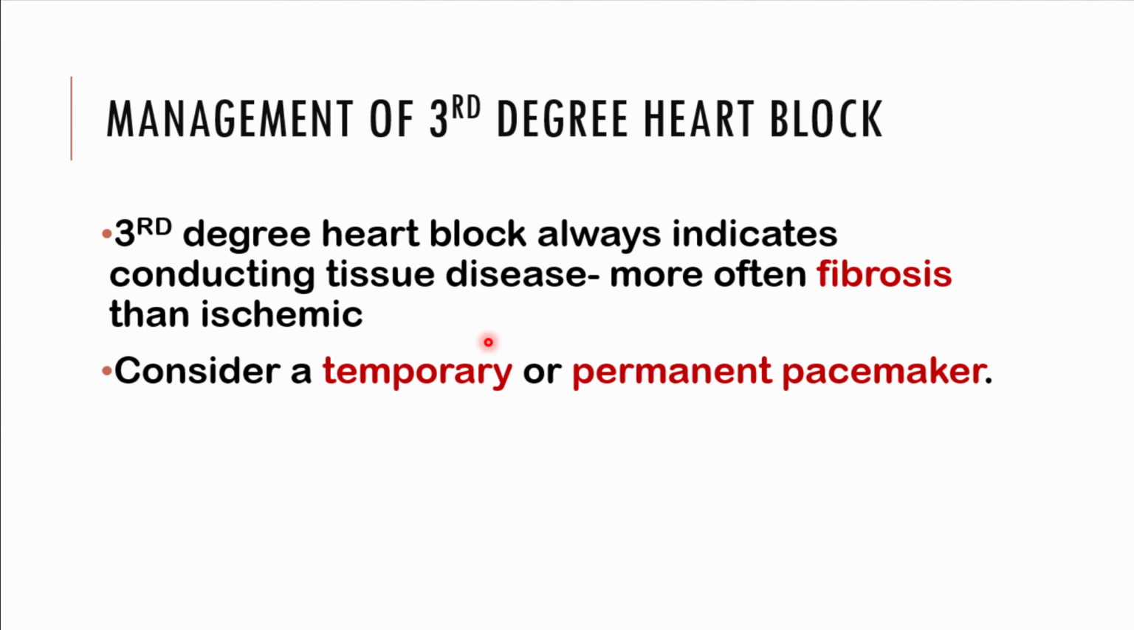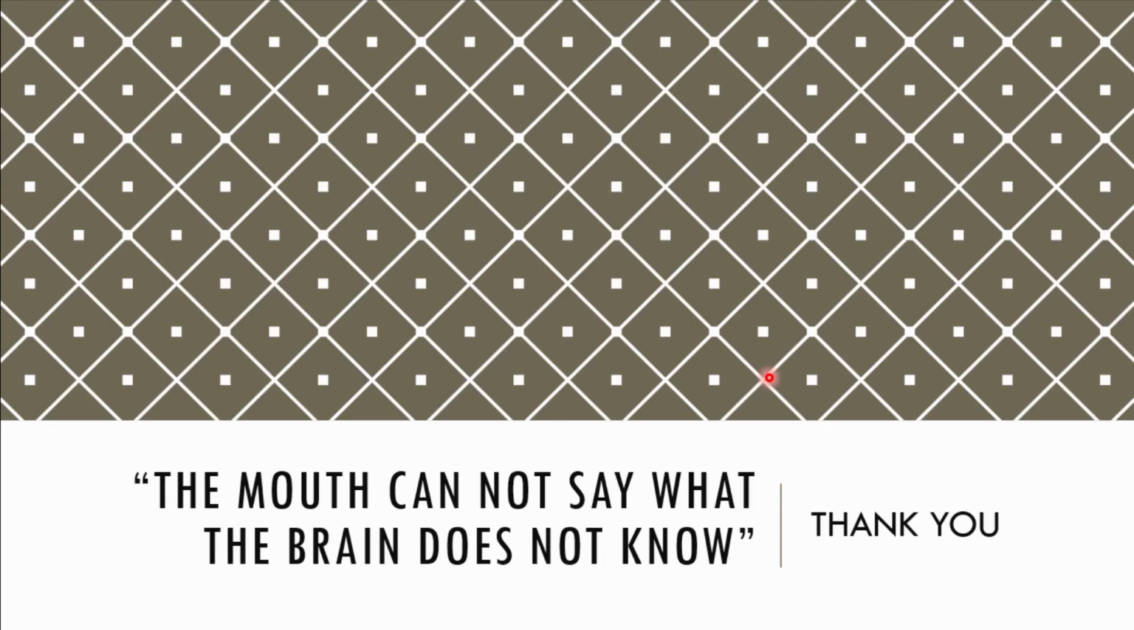Now, how do we manage third degree heart block or complete heart block? Most of the time, if someone gets a complete heart block, you should suspect that it's more or less fibrosis rather than ischemia. So you should either consider a temporary pacemaker or a permanent pacemaker.